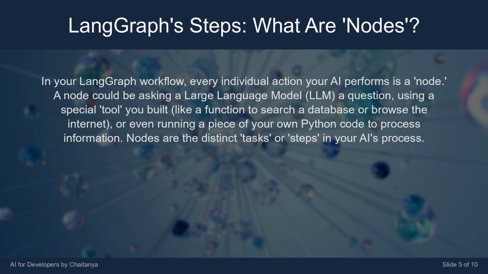In your LangGraph workflow, every individual action your AI performs is a node. A node could be asking a large language model, LLM, a question, using a special tool you built, like a function to search a database or browse the internet, or even running a piece of your own Python code to process information. Nodes are the distinct tasks, or steps, in your AI's process.